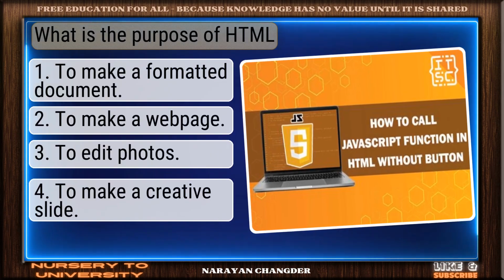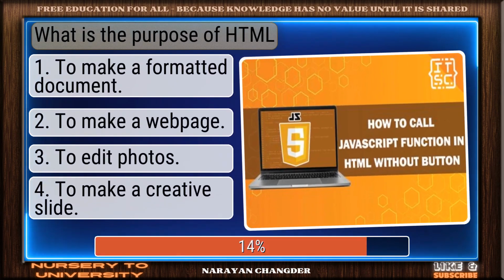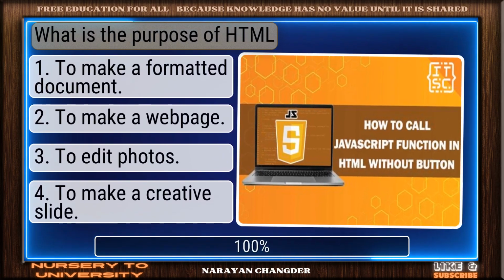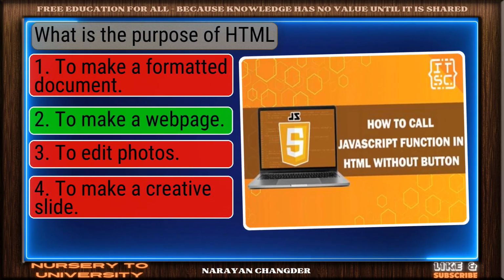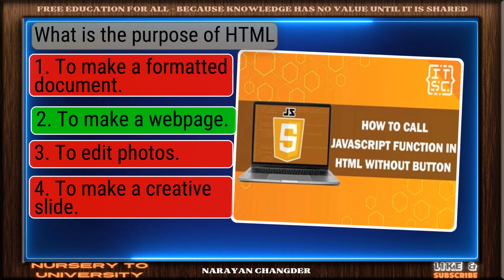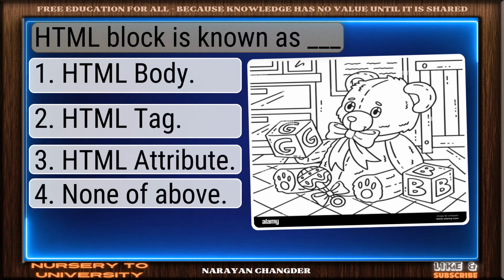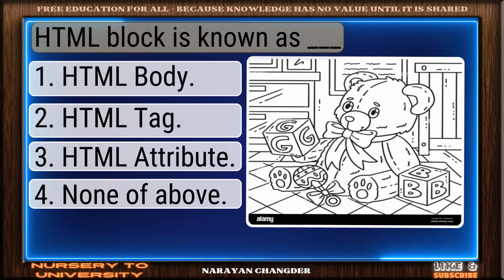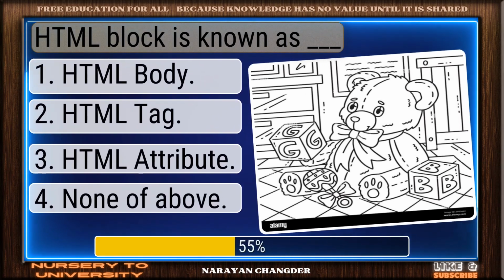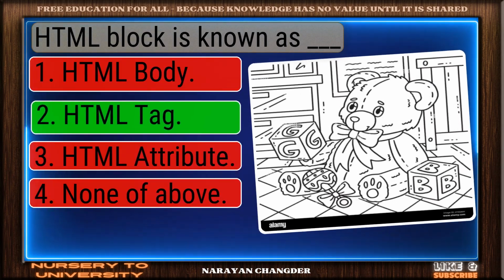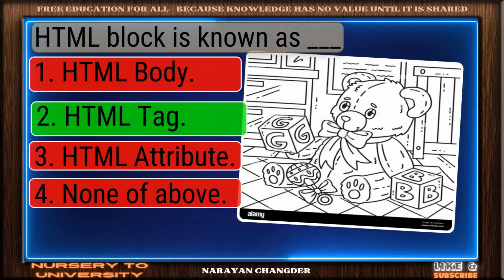Question number 31. What is the purpose of HTML? Smart move. To make a web page is an accurate answer. Question number 32. HTML block is known as dash. Smart pick. HTML tag is the correct choice.